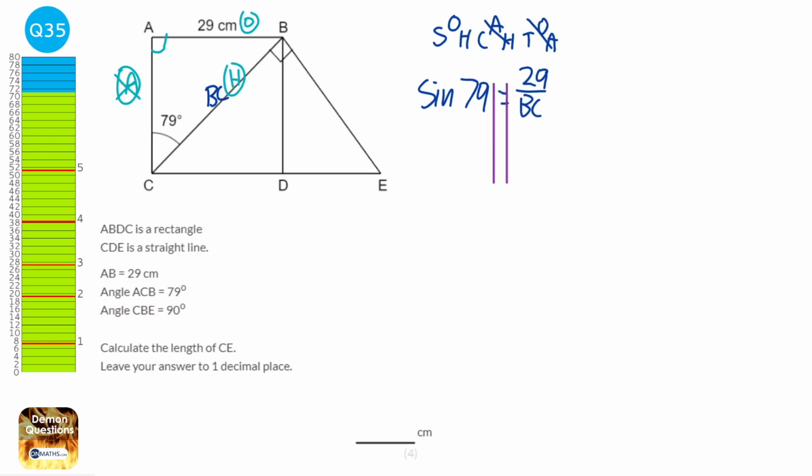So I'm going to put my solving lines in, and we need to times both sides by BC first of all.